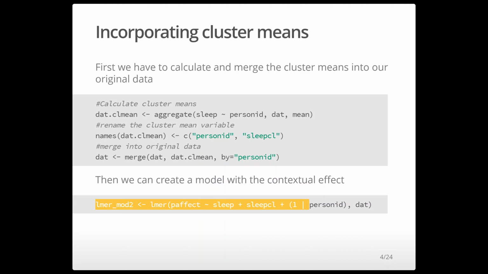And then we can fit our model with contextual effects, where we have two sleep variables, one for the level 1 sleep and one for the cluster means.